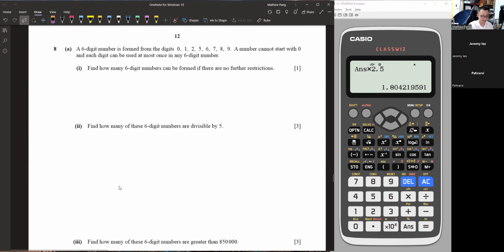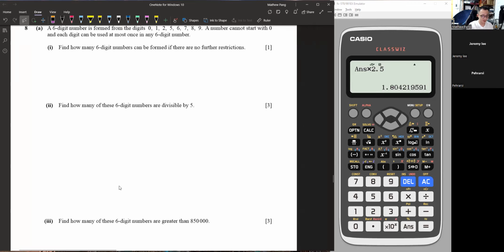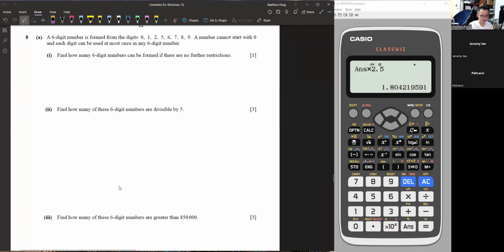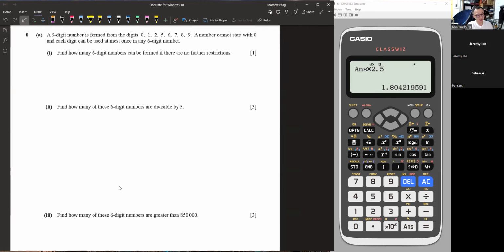Okay, simple permutation question. Because this is number, right? So it's permutation. So you want to form a 6 digit number from 0, 1, 2 to 9. You don't have 3 and 4, right? You do have 3 and 4, so it's 8 digits, right? 1, 2, 3, 4, 5, 6, 7, 8. Yeah, 8 digits. A number cannot start with 0. And each number can be used at most once in any 6 digit number. Alright, I'll give you 5 minutes, do 1, 2, 3. And tell me your answer.